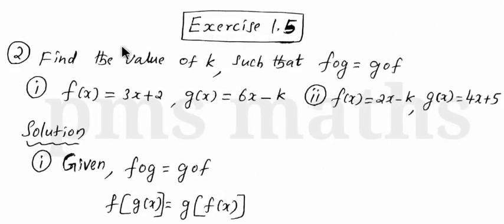Exercise 1.5, question number 2. Find the value of k such that f of g is equal to g of f. 1. f of x is equal to 3x plus 2, g of x is equal to 6x minus k. 2. f of x is equal to 2x minus k, g of x is equal to 4x plus 5.